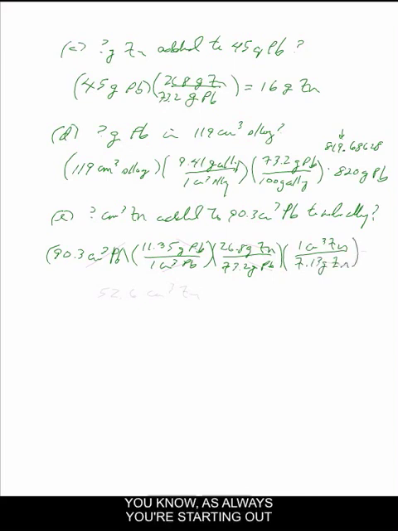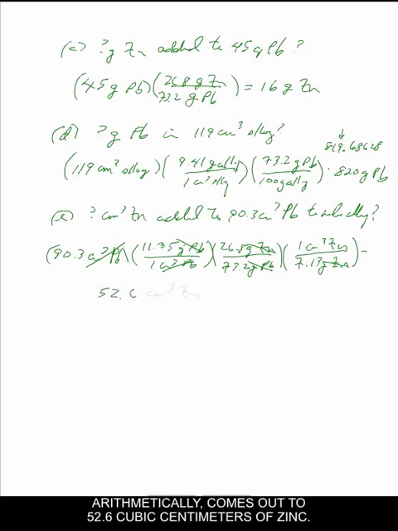As always, you're starting out with cubic centimeters of lead. That's going to cancel with cubic centimeters of lead below the fraction bar in the first conversion. Now I've got grams of lead. Grams of lead cross-cancel with grams of lead in the second conversion ratio, leaving me with grams of zinc, but the question was cubic centimeters of zinc, so grams of zinc cross-cancel with grams of zinc and the density written upside down to give me a final answer, which is coming out cubic centimeters of zinc. And the answer for that, arithmetically, comes out to 52.6 cubic centimeters of zinc.